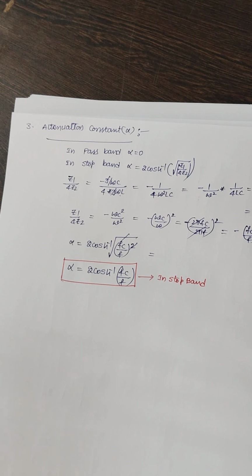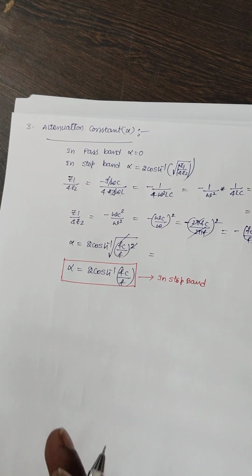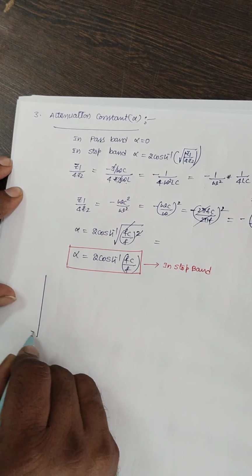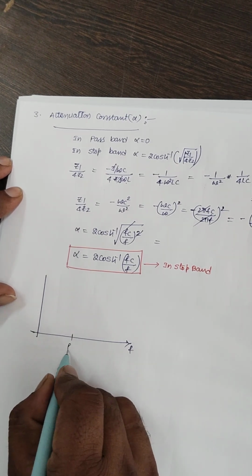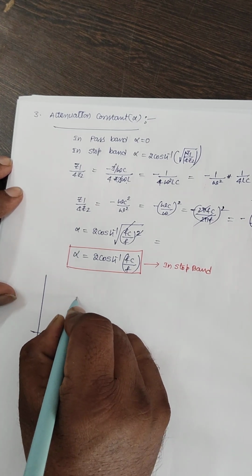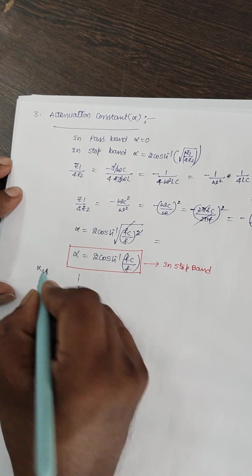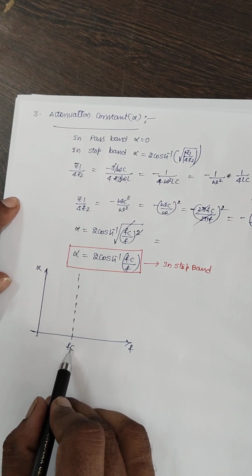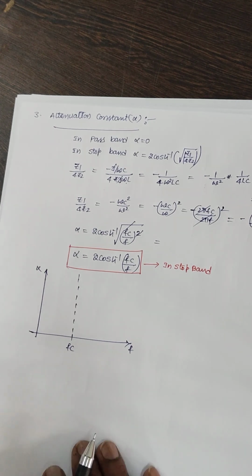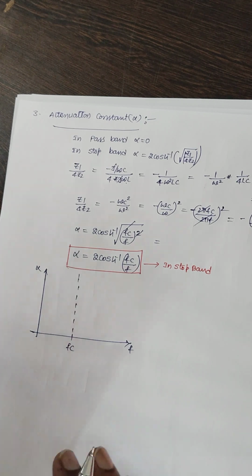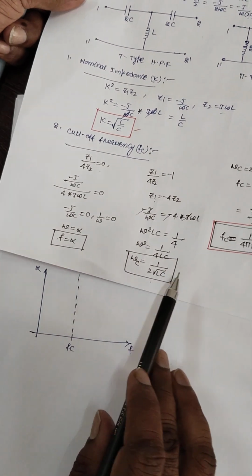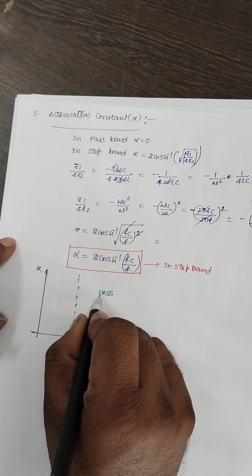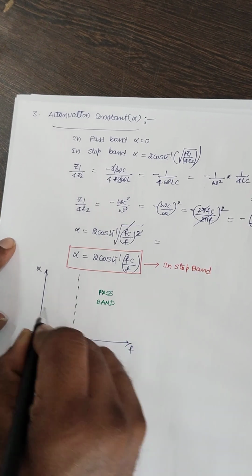Next thing here, I need to draw the graph between alpha versus frequency. That means this attenuation constant versus frequency. So this is the frequency, it is the cutoff frequency Fc, and this is alpha. So which is pass band and which is stop band? For a high pass filter, it allows the high frequency signals, that means from cutoff frequency to infinity. We already found those expressions. So this passes the signals from Fc to infinity, so it is pass band. And this is stop band.